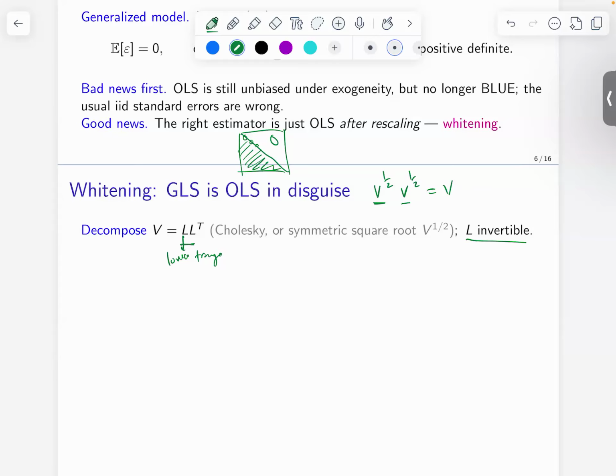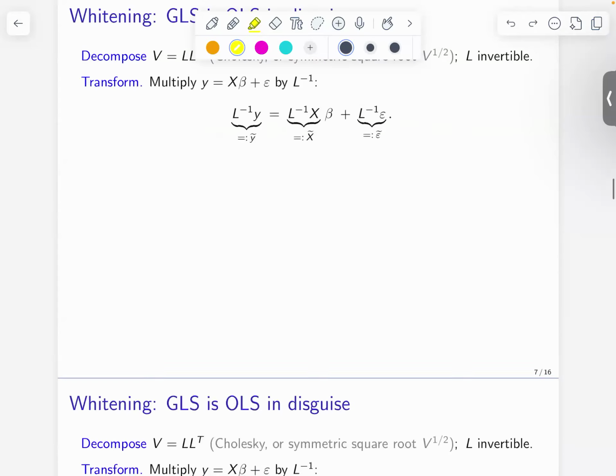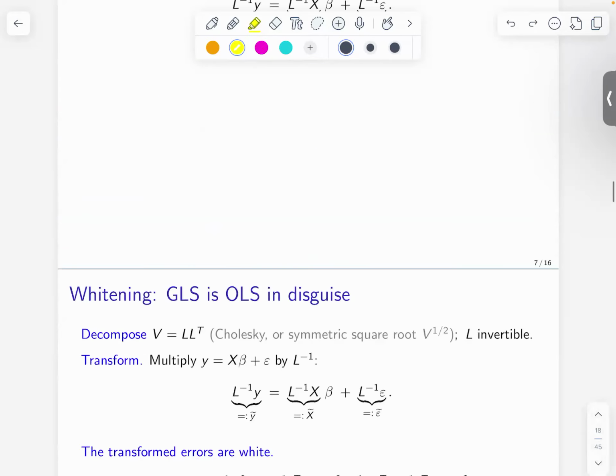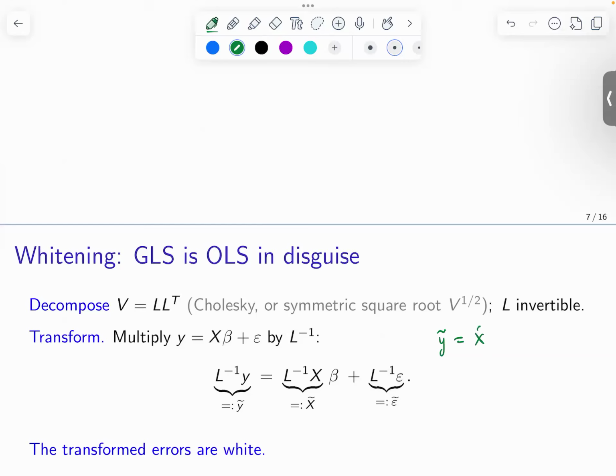So I have this decomposition for phi, which is easy to compute numerically. And then what I'm going to do is transform my linear model by applying L inverse to both sides. I apply L inverse to y, and I call it y tilde, and I apply L inverse to x, I call it x tilde, and then L inverse epsilon, I get epsilon tilde. This is doable, and what we get is a new system: y tilde is equal to x tilde, the same beta, plus epsilon tilde.